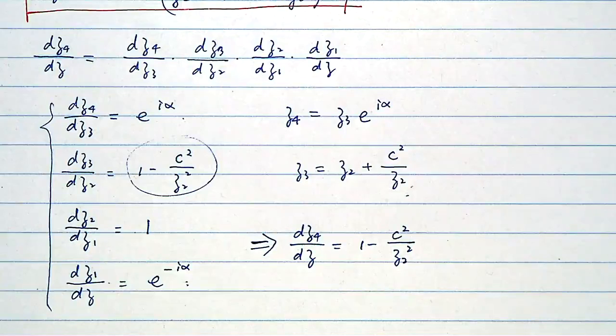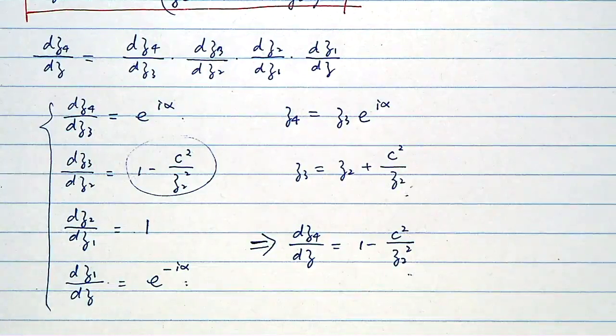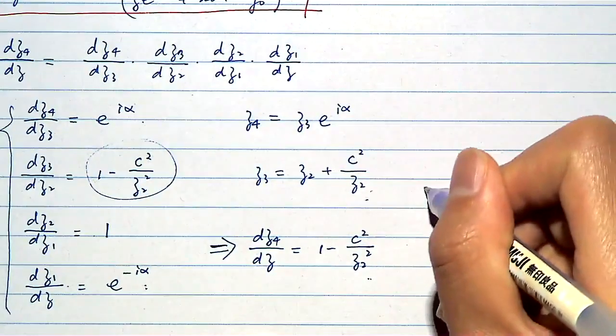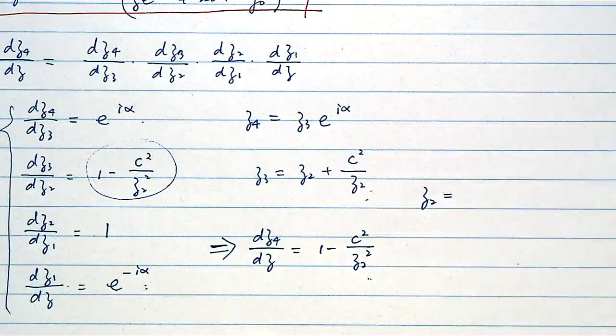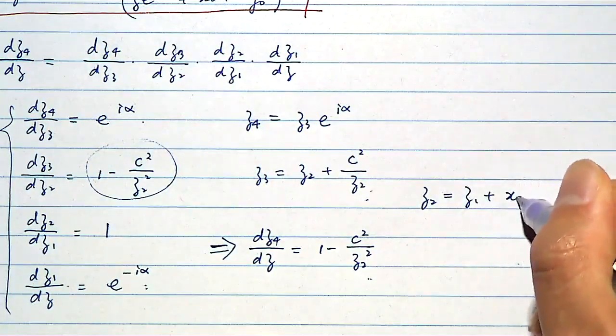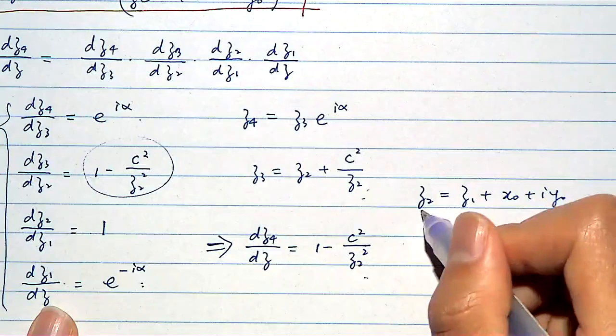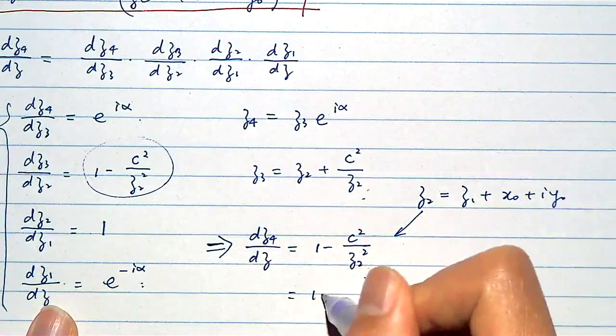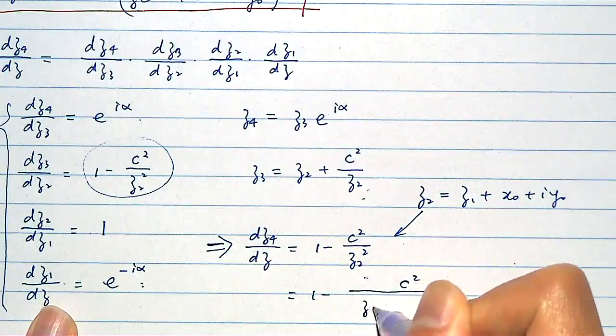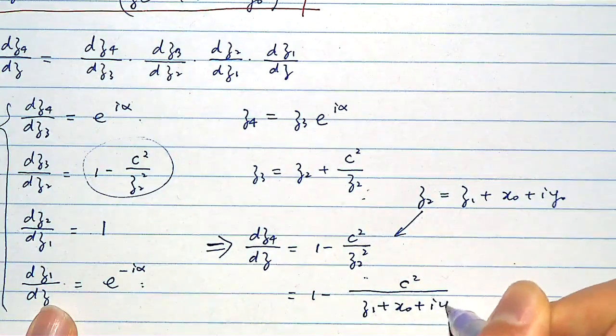Okay? There's just one more step from here to our final solution, and that is we don't want z2 in the final expression, so we're going to use these relations again to replace z2 by z. Okay? So remember this, z2 equals z1 plus x0 plus i y0. This is the bodily shift, and we can substitute that into this equation. We got 1 minus c squared over (z1 plus x0 plus i y0) squared.